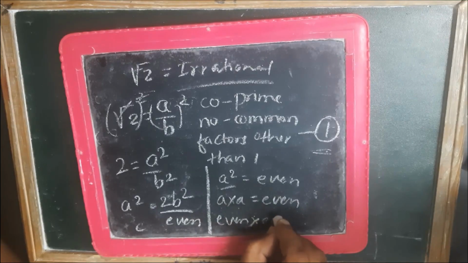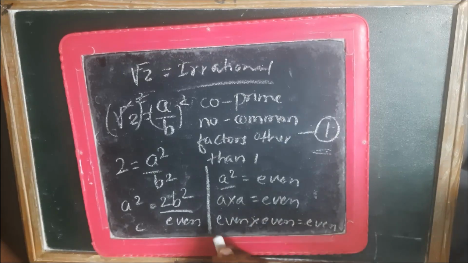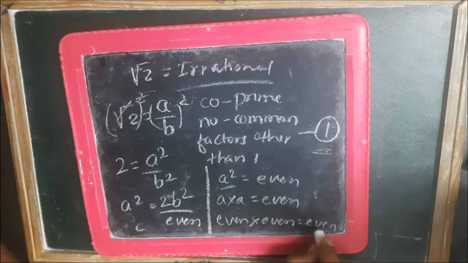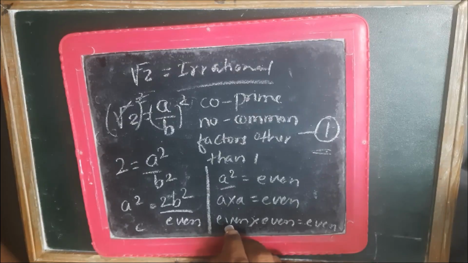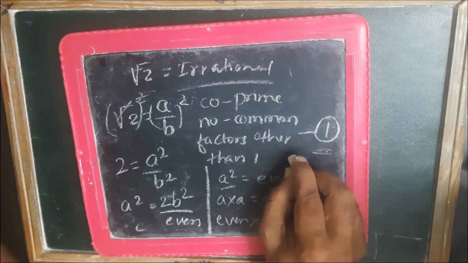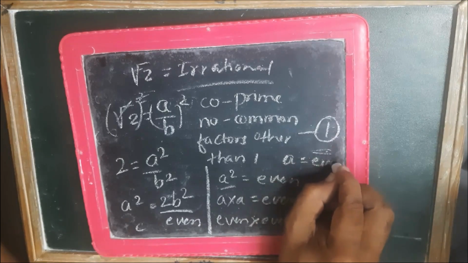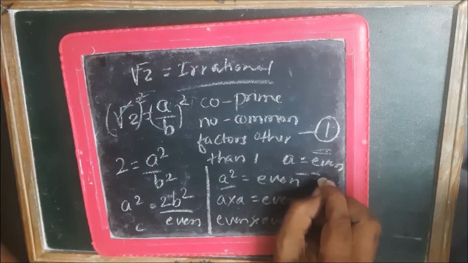Even into even will be even. If you take any example, 2 into 2 is 4, 4 into 4 is 16, 8 into 8 is 64. So any number, if you take an even, then even times even will become even. So from this, we can say that a is equal to even. This is statement number 2.